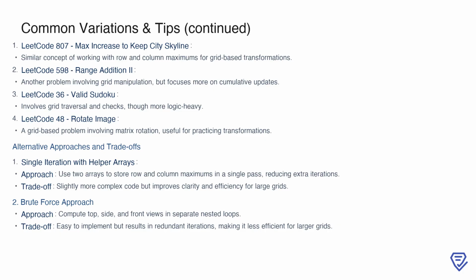When thinking about alternative approaches, one option is using a single iteration with helper arrays to store row and column maximums. This reduces redundant calculations, making the solution more efficient, though the code can become slightly more complex. On the other hand, a brute force approach, where the top, side, and front views are computed separately with nested loops, is easier to implement but less efficient for larger grids due to redundant iterations.